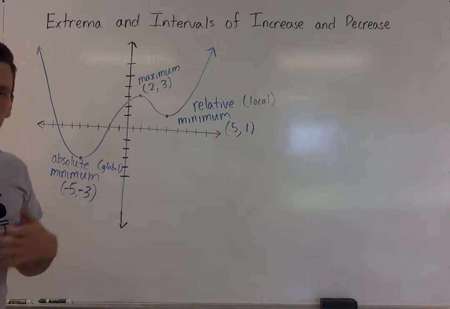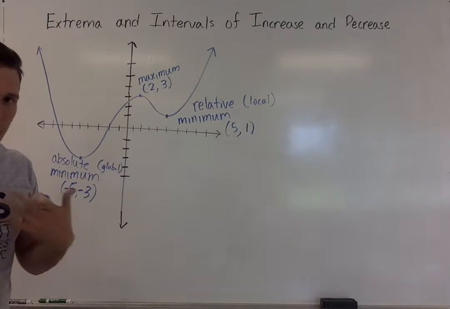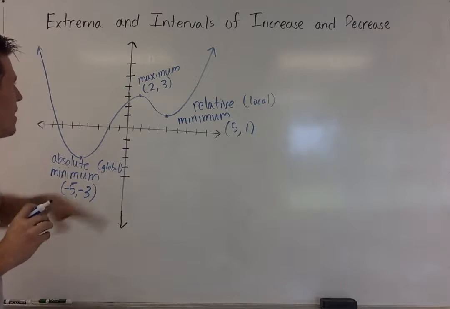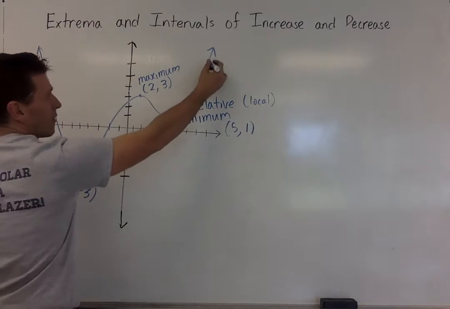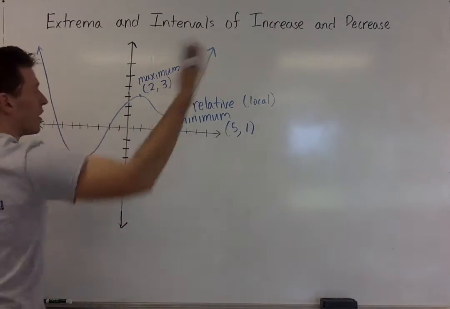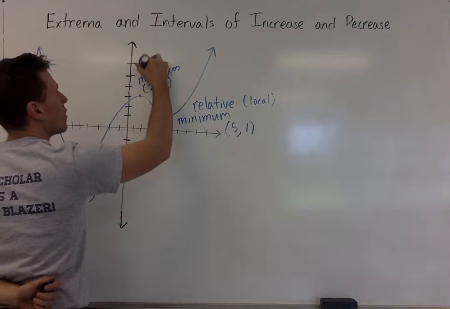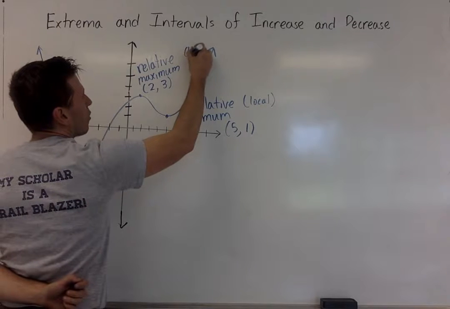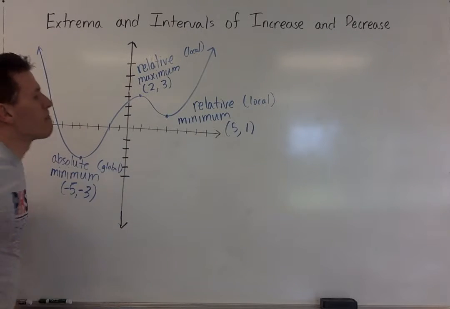This one right here, the maximum, think briefly about whether that's local or global, whether it's relative or absolute. So it is a high point, but look over here, there's a million points that are higher on either end. So in fact, this is going to be only a relative or a local maximum.